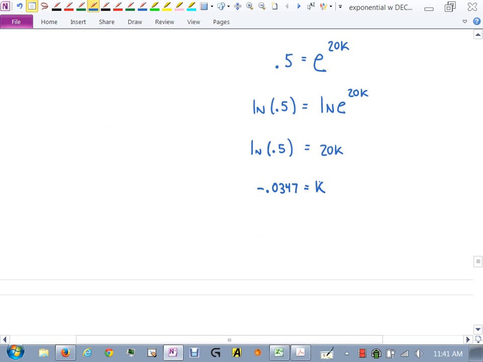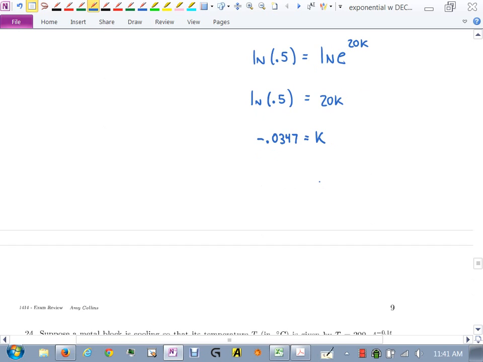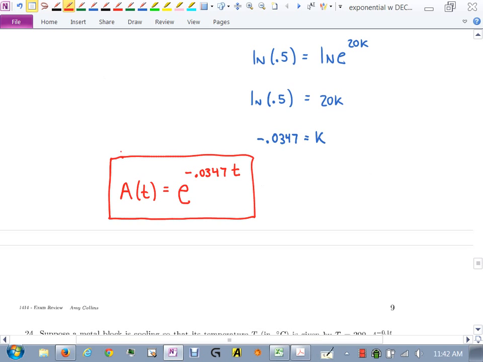Equals K. So this is it. I mean, this is the grand finale of this, is that for this particular substance, we have this formula. Right? The amount that will be there will be equal to the original amount, which was a 1, e to the k, which we just found, times t. Now, let's answer the question. So you have to always come up with the function first, then you can answer the question.